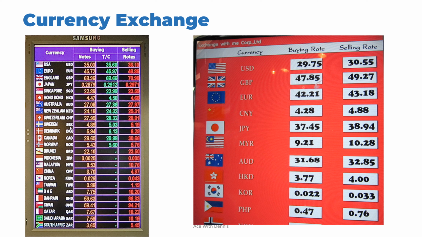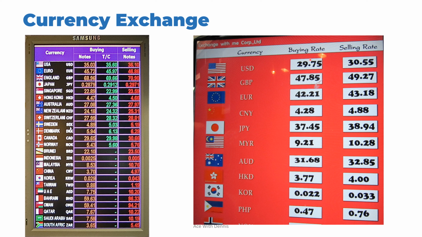Okay, so now what does it mean by buying rate and selling rate, and why there are two columns here? So it's a very simple reason, because the shop they want to make money as well, right? Usually buying will be lower than selling, so that they can make money with the difference here. Okay, what does it mean is that let's say you have a US dollar. So let's say you have $1 and you want to exchange with them, so they will buy your $1 with this amount. All right.